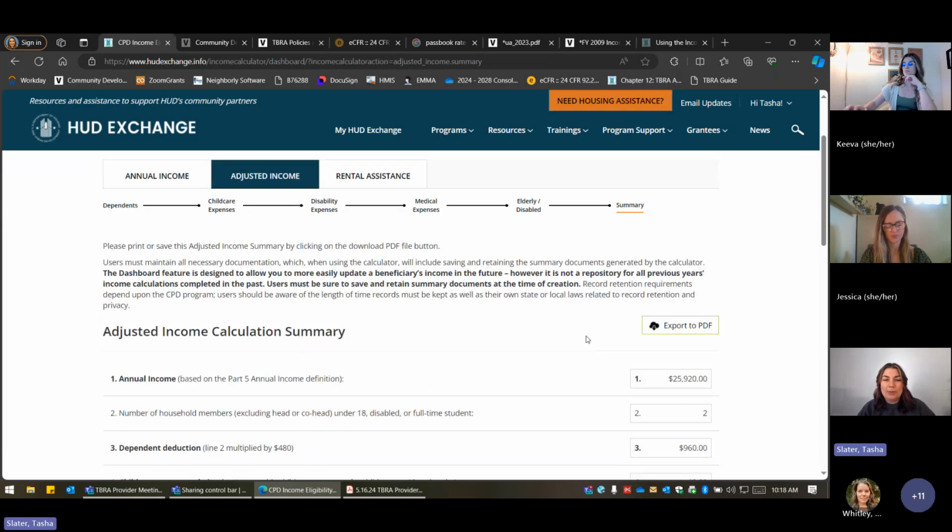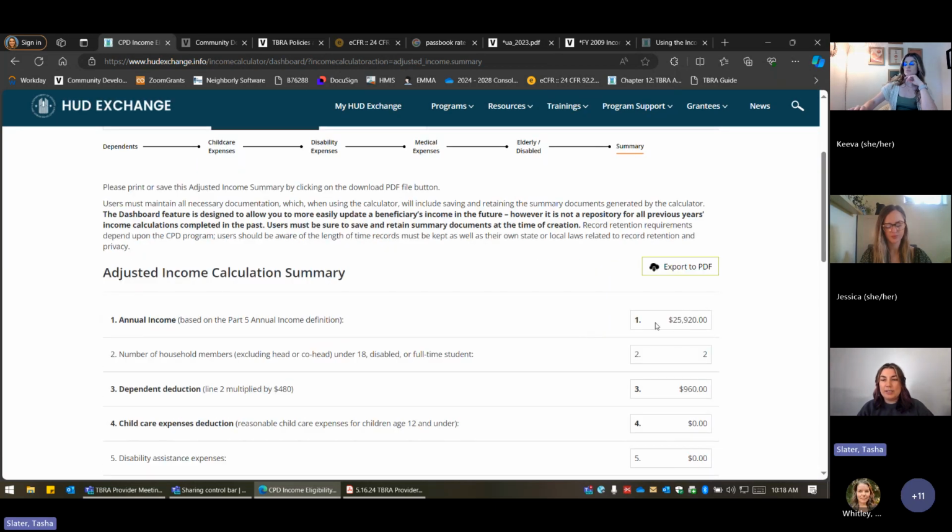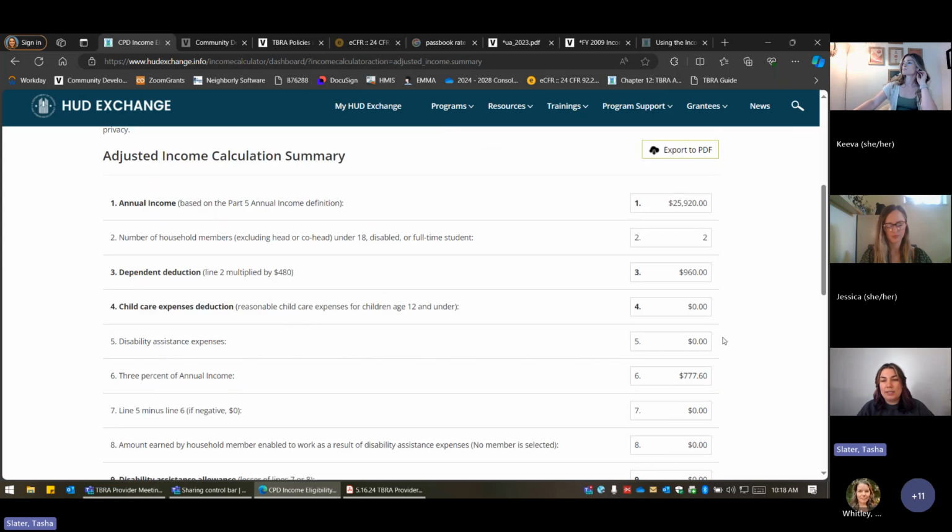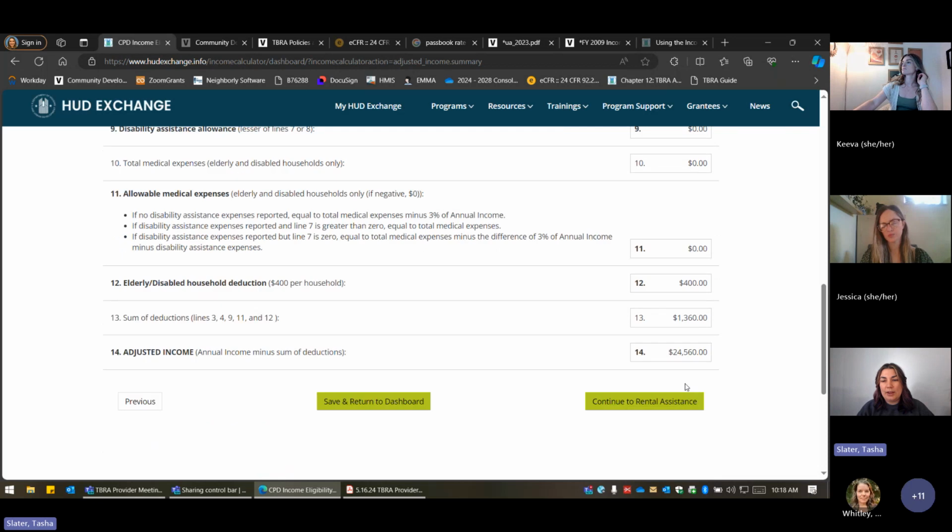And then it will give you the income summary. So we had seen that it was $25,920 after the deductions. They're at $24,560 adjusted income, which is still under the 60% AMI. So again, this can help if they're just right at that cusp.